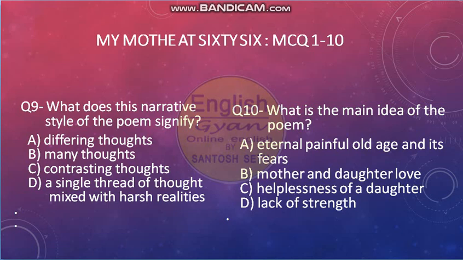And the last question for today, question number 10, is: what is the main idea of the poem? A, eternal painful old age and its fears, B, mother and daughter's love, C, helplessness of a daughter, or D, lack of strength.